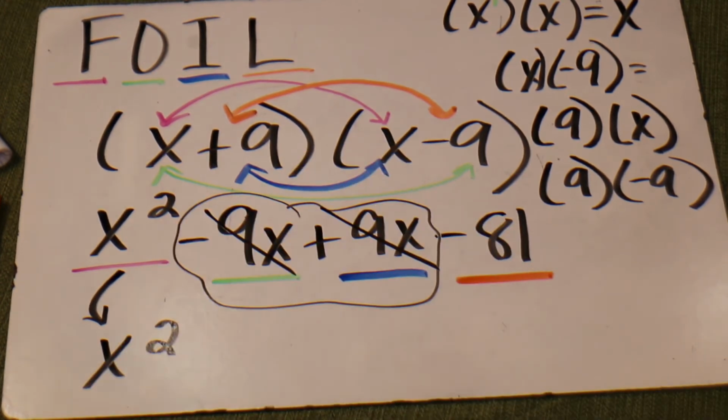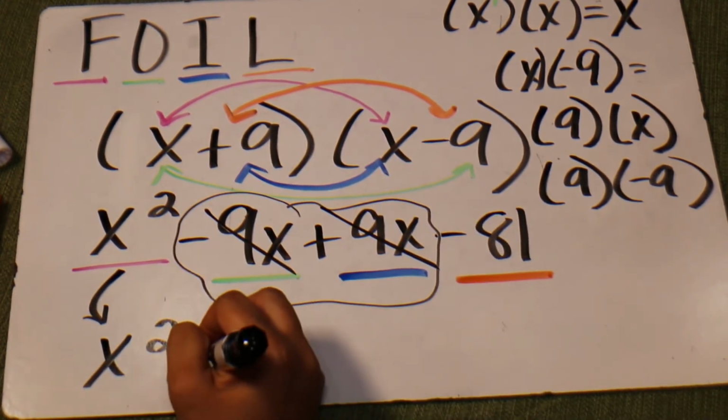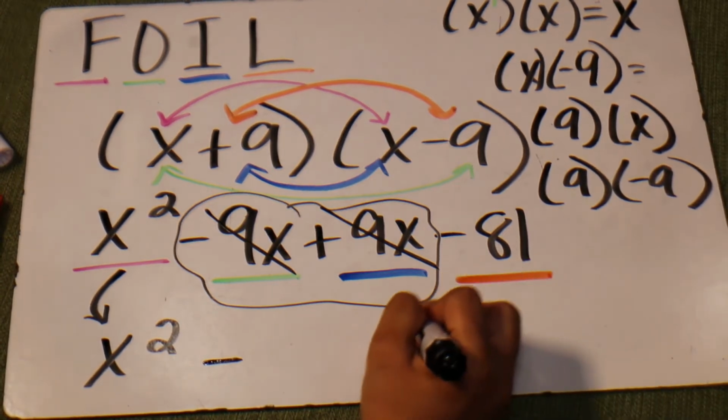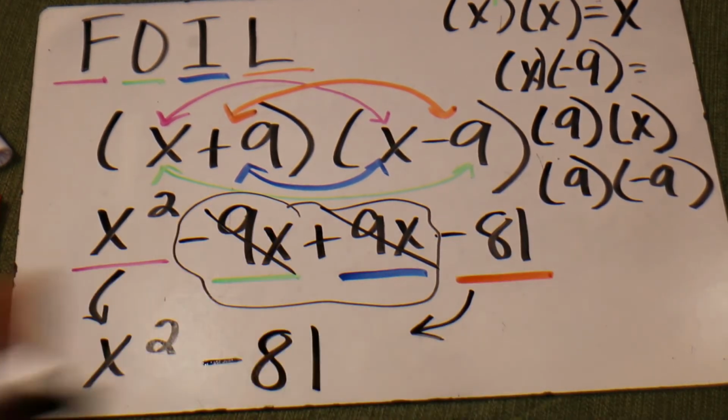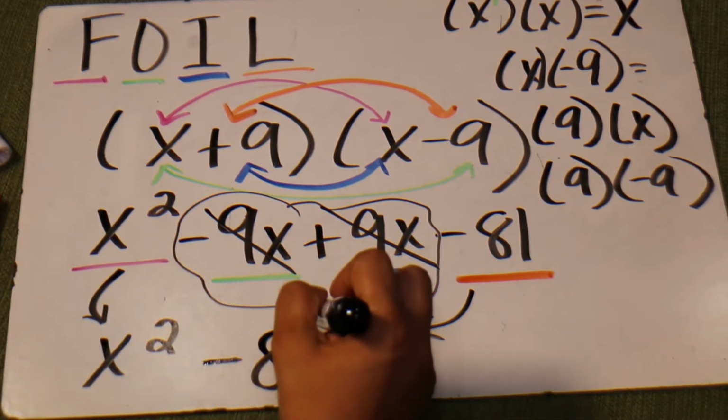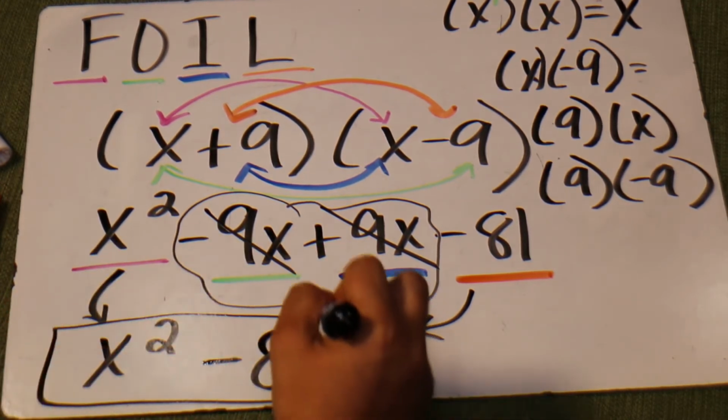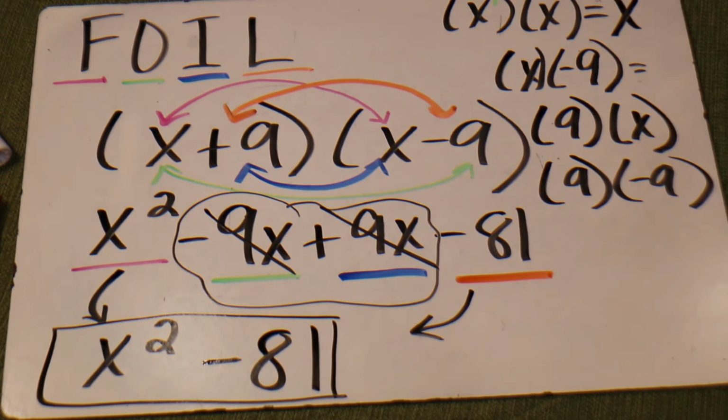Okay? So now you have nothing there. And now, you just bring back down this last term. And it's a negative 81. Okay? So, this is what you're left with. This is your final answer.